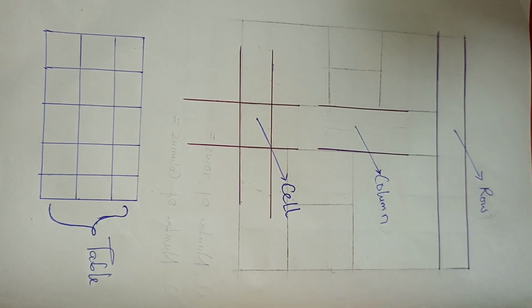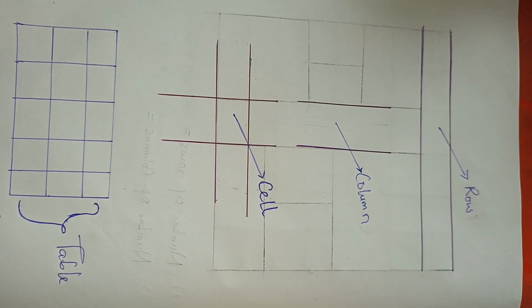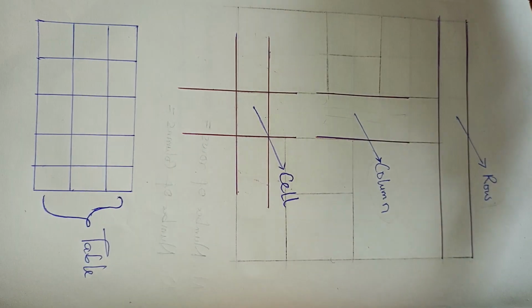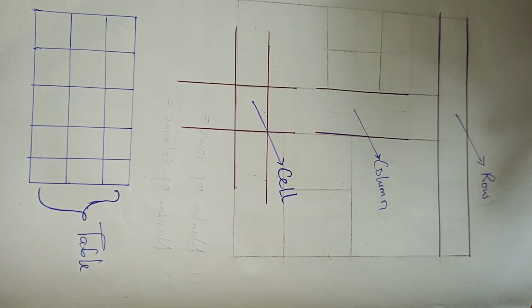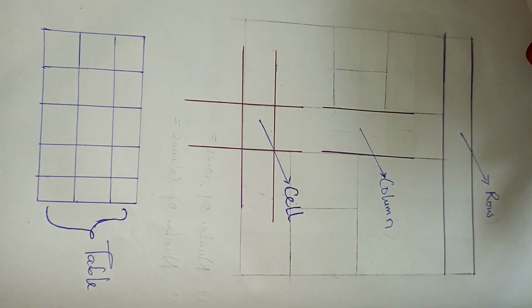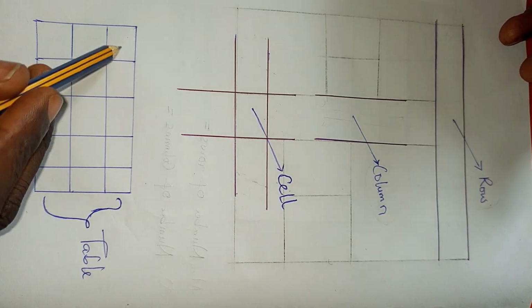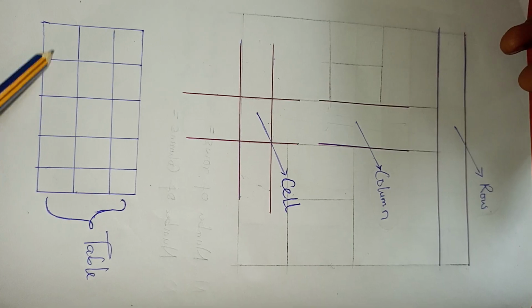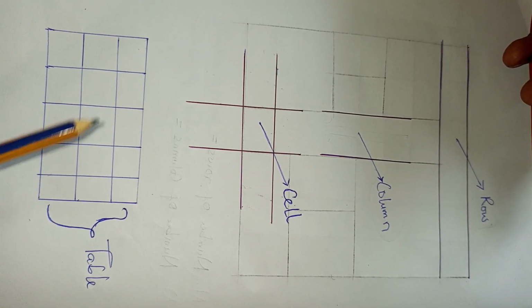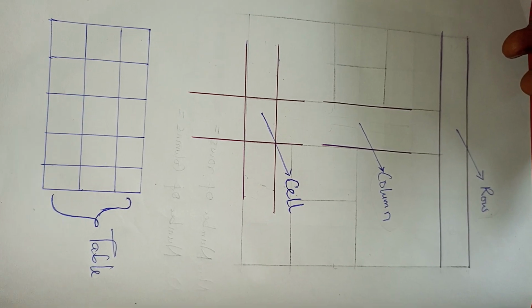So today we'll be looking at tables, and tables are a 2D representation of data in rows and columns. A typical table looks like what you have here. If you look closely, it is made up of rows.